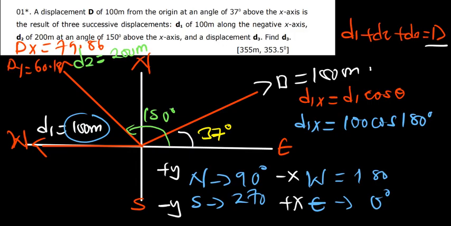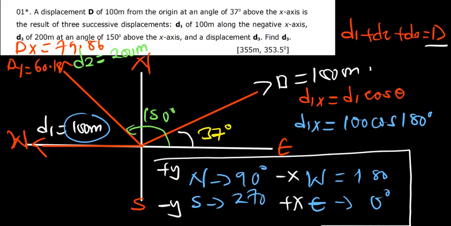As simple as that. So you discover that if they give you information based on these, they will not mention the angle, because they know that when they mention north, the angle is 90. When they mention west, the angle is 180. If they mention negative x-axis, the angle is also 180. So you need to know that. That is also very important.